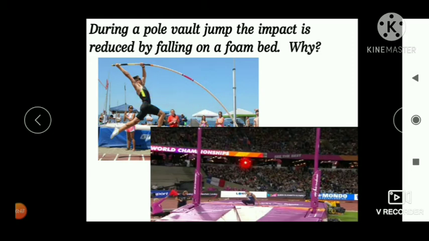That means the time taken for change of momentum is less. If the time taken for change of momentum is less, then impulse will be more. So in order to increase the time, they use this foam bed. On falling on this foam bed, his final velocity does not suddenly become 0. After some time only the final velocity becomes 0. So that is the reason.